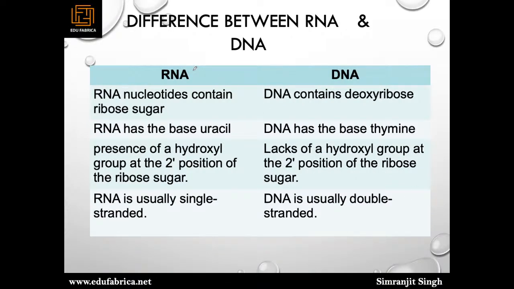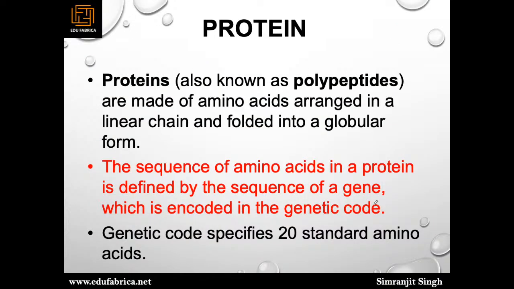And this is a major difference between RNA and DNA. DNA has deoxyribose sugar, RNA has ribose sugar; the base is uracil here, and here it is thymine. At the second position, the hydroxyl group is present here, and it is absent there. RNA is usually single stranded, and DNA is double stranded.